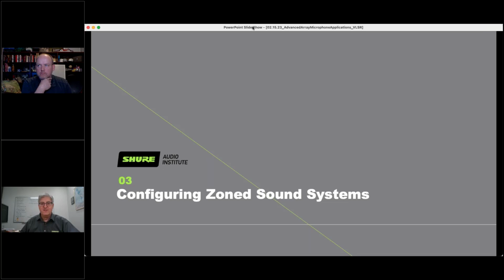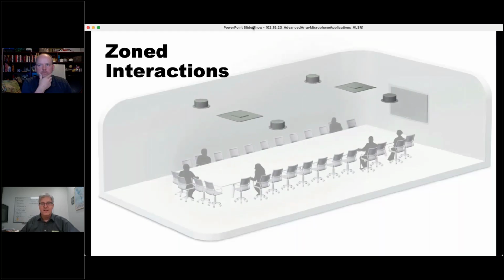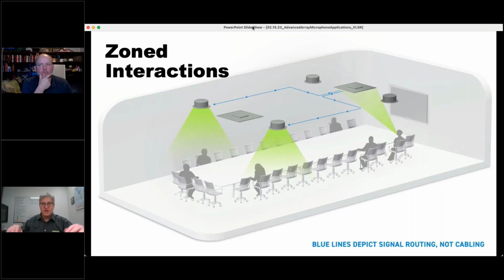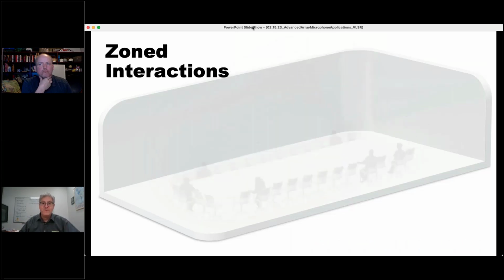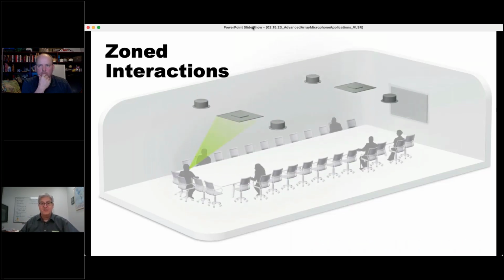So first of all, let's take a look. This is the concept of a zoned sound system in that sort of long boardroom table environment that we're talking about. So basically, as Ben said, you've got one mic at one end of the table, with multiple zones feeding out of the loudspeakers at the other end of the table, and vice versa. Obviously, depending on the room, you might have 4 zones and 4 mics or whatever.